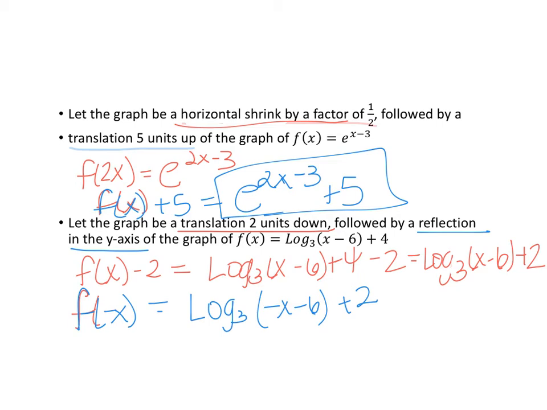And when we have that negative x in there, we could write it also as x plus 6, because when we're at x minus 6, that translates it to the right 6. And when we reflect in the y-axis, it translates it left 6. So you could also write this as log base 3 of x plus 6 plus 2, because it flips over the y-axis. Okay, I'm going to do one more.